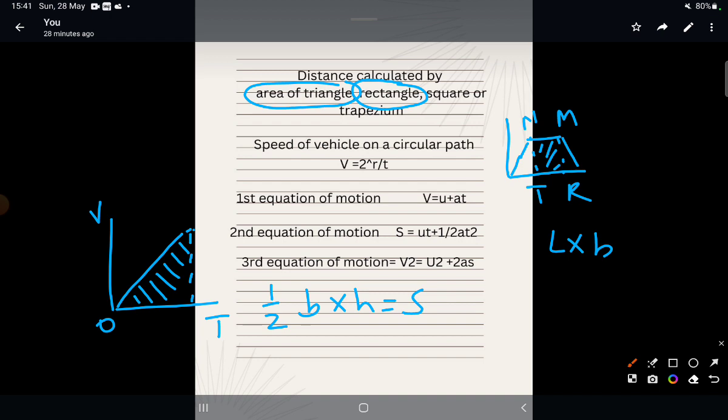In the same way, if NMTR is not a rectangle but a square, if suppose the graph forms a square, then we have to find the area of the square, that is side into side.